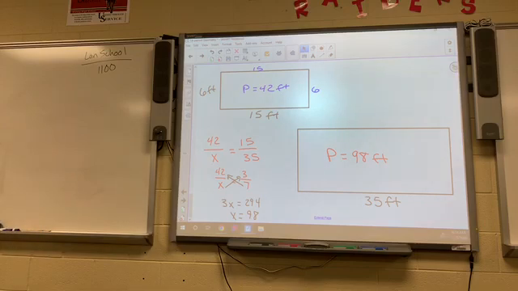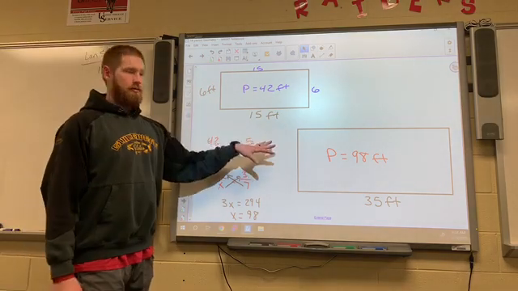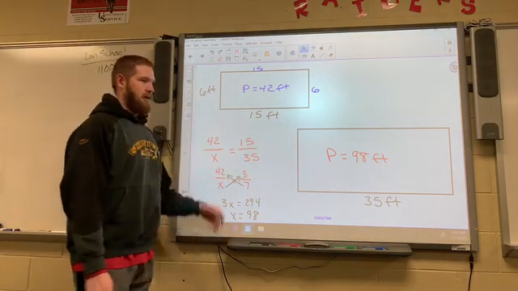Okay. Could you find that other side length and then add all the sides together? Sure. If you want to take the long way around, that's fine. That's entirely up to you. That should work in all scenarios that I can think of. This is just cutting out a step. Okay? So I would suggest utilizing that.